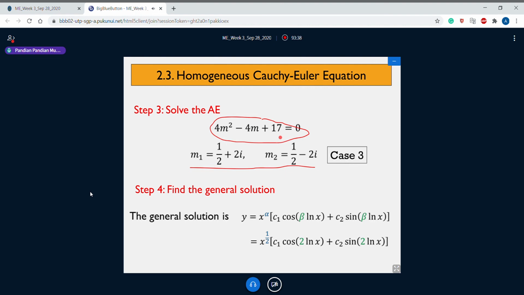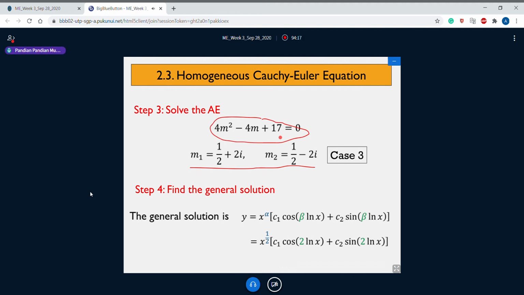So you have 4 plus minus 16i divided by 8. They wrote it very easily. 4 plus minus 16i divided by 8. So double check with your calculator. 4 divided by 8 is half. 16 divided by 8 is 2. So your m1 is half plus 2i, m2 is half minus 2i. The 2 comes from 16 divided by 8.